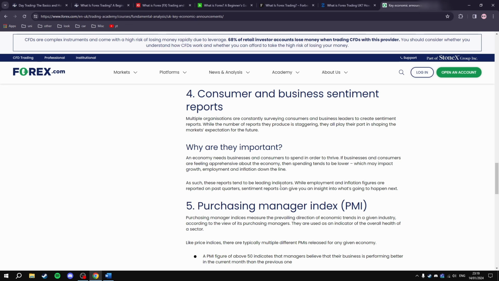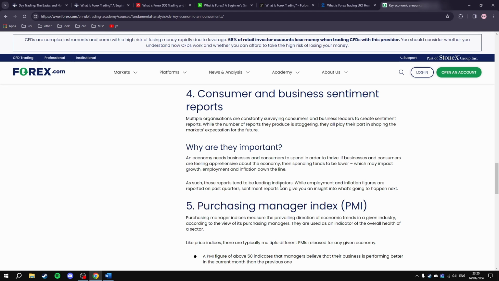Why are they important? An economy needs businesses and consumers to spend in order to thrive. If businesses and consumers are feeling apprehensive about the economy, their spending tends to be lower, which may impact growth, employment and inflation down the line. As such, these reports tend to be leading indicators.